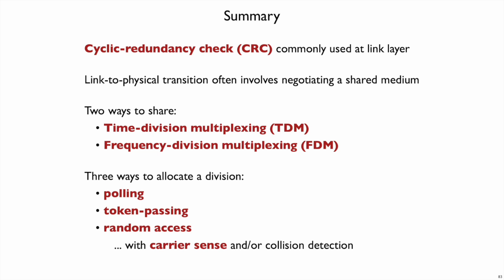Polling, where a leader asks the other nodes whether they have something to say. Token passing, where each node has the right to communicate or not, and then passes that on to the next one. Or random access, where everyone just tries to use the medium, and then you need some way of detecting collisions or detecting that someone else was talking and recovering from that with retries.